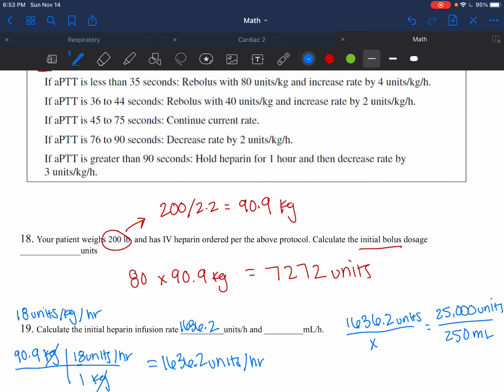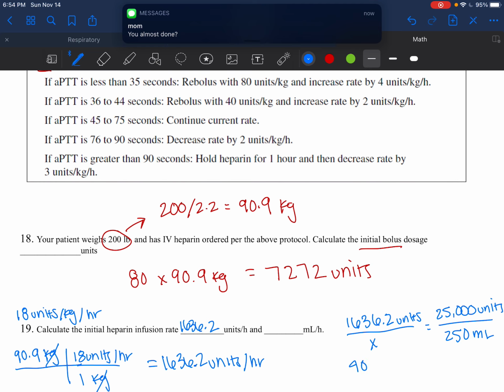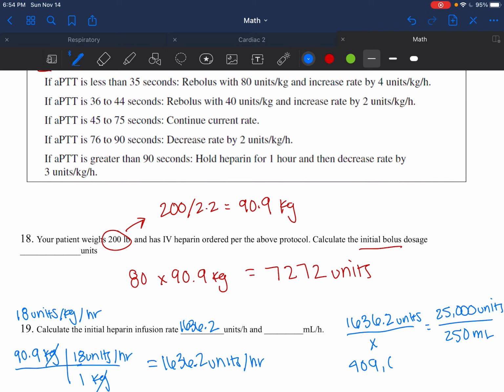Now we can cross multiply and figure out how many mils per hour is going to be our initial infusion rate for our heparin drip. So we're going to do 250 times 1,636.2, and that gave us 409,050.